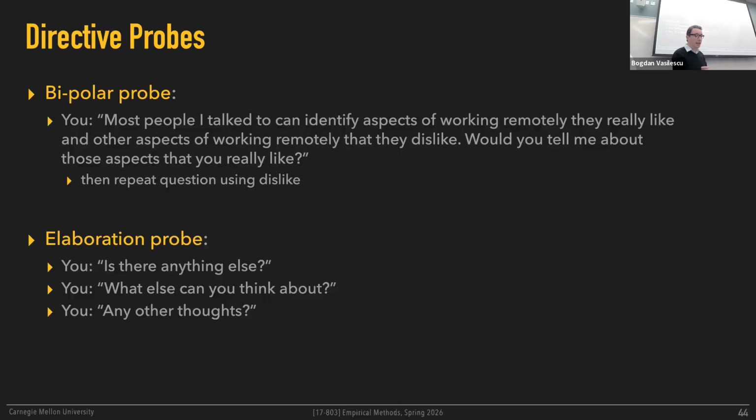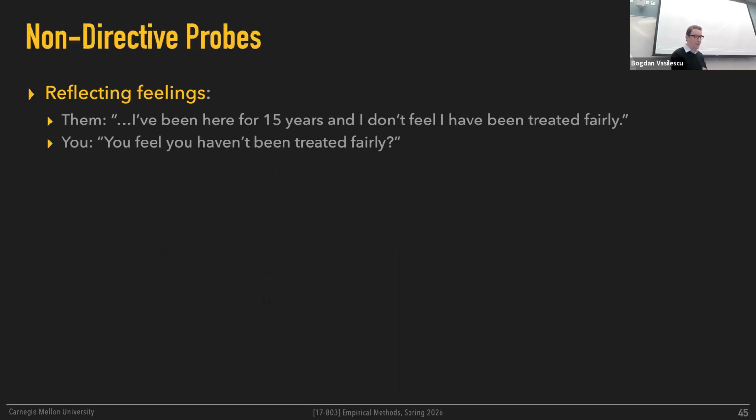Elaboration probes. Is there anything else? What else can you think about? Any other thoughts, etc.? Reflective probes. Maybe they say something like, oh, I've been at CMU for 15 years and I don't feel like I've been treated fairly. And then you reflect this back to them. It's like, oh, you feel like you haven't been treated fairly. Right. So you say this back to them, and then they tell you more about why they feel this way. You reflect their feelings back to them.